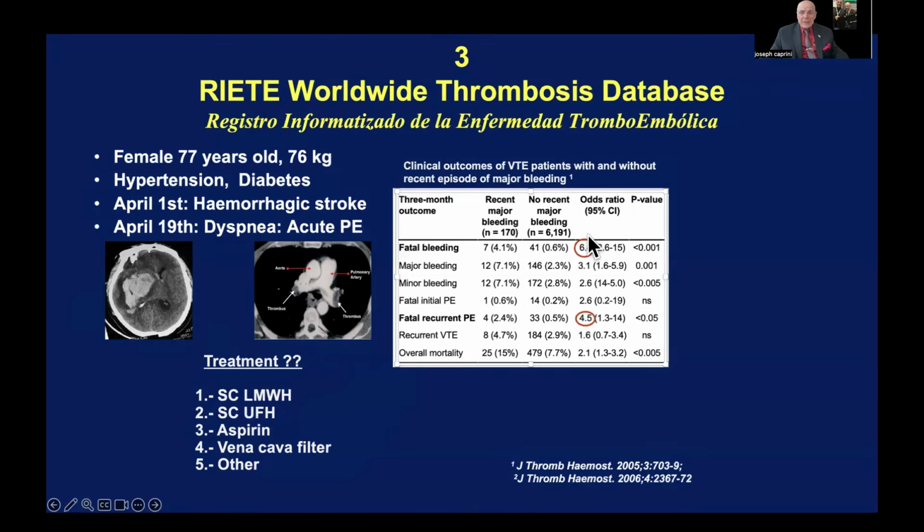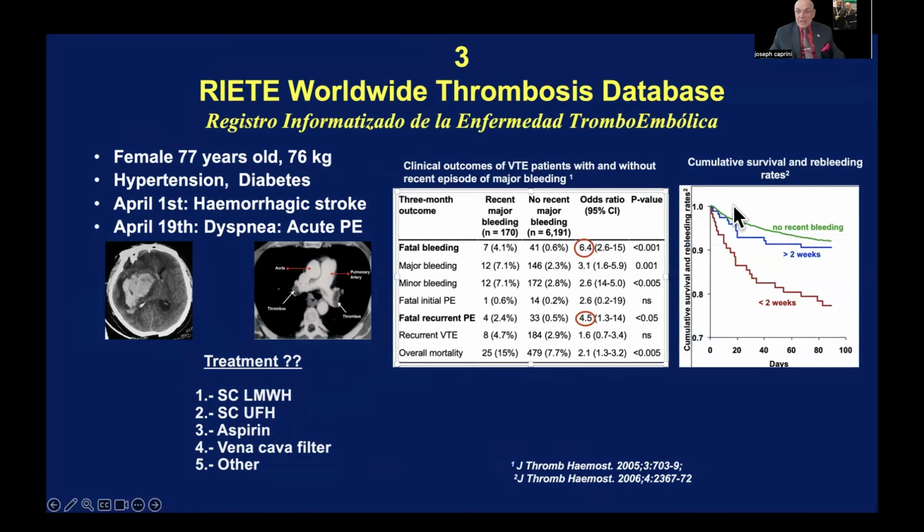this patient. These trials show you that in patients with no recent major bleeding, they have a 0.6% fatal bleeding rate compared to 4.1% if they had recent major bleeding. And the same thing with fatal recurrent PE: 0.5% against 2.4%. So what are you going to do? You're going to give anticoagulants and have this patient bleed to death, or you're going to withhold anticoagulants and even put a filter in and watch them die of recurrent PE?